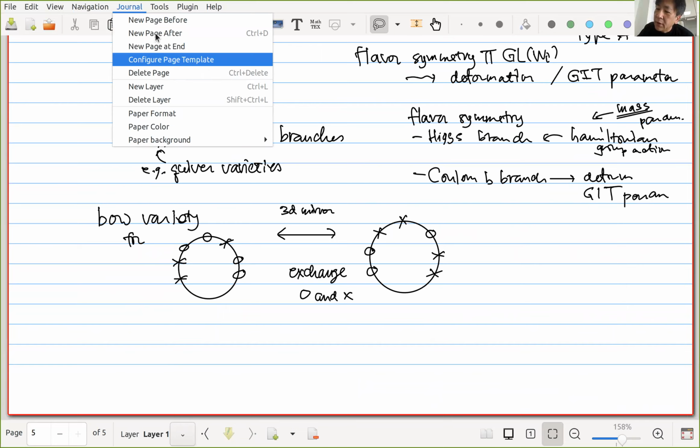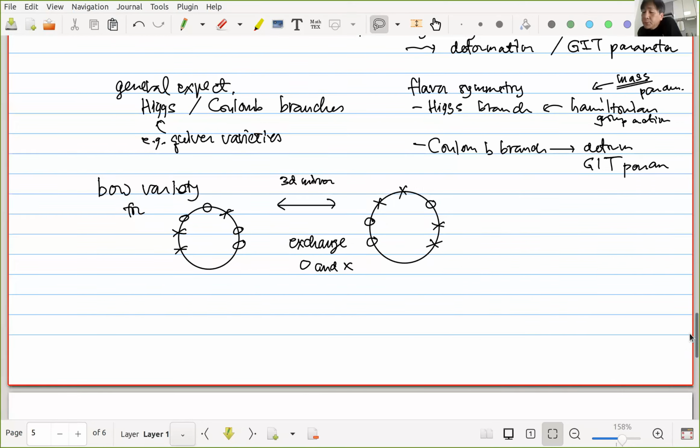But as I said, if you assume balanced conditions, then the corresponding Bow variety is the Coulomb branch. And if you apply this exchange of circles and cross, then the other diagram satisfies the co-balanced condition, and that corresponds to the quiver variety, which is the Higgs branch. So this is a generalization of the exchange of Higgs and Coulomb branches.